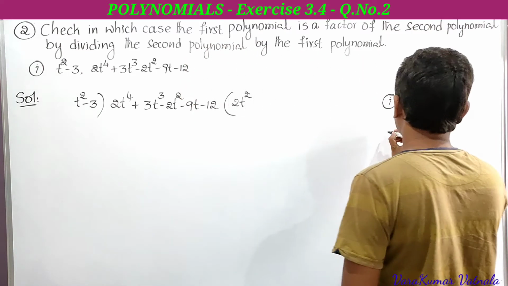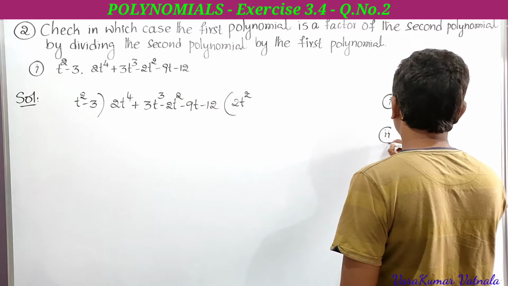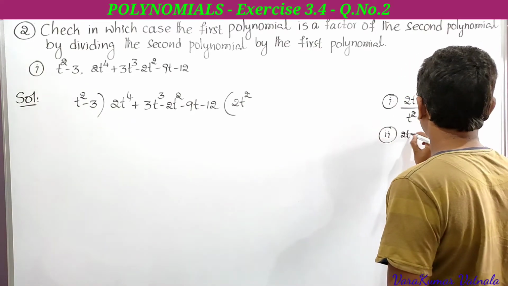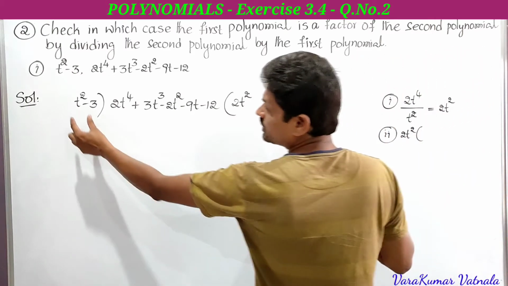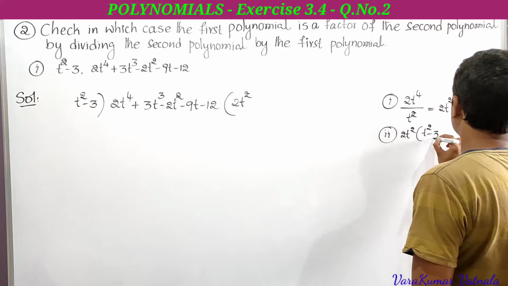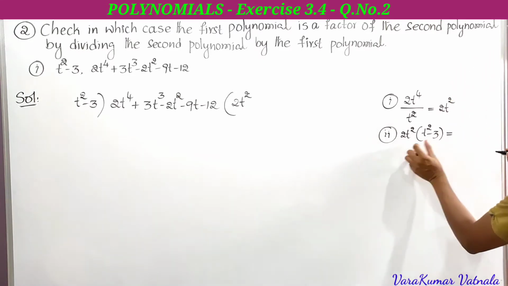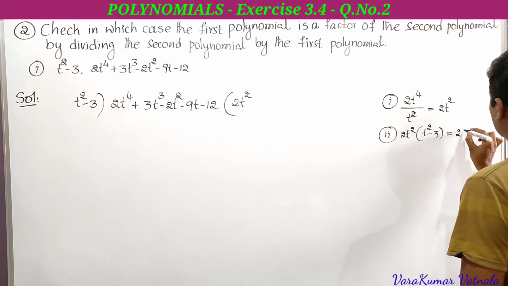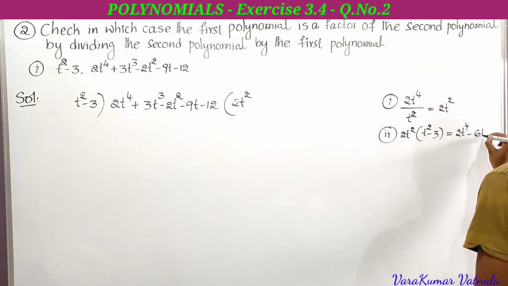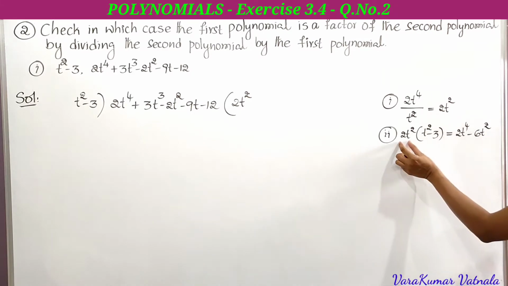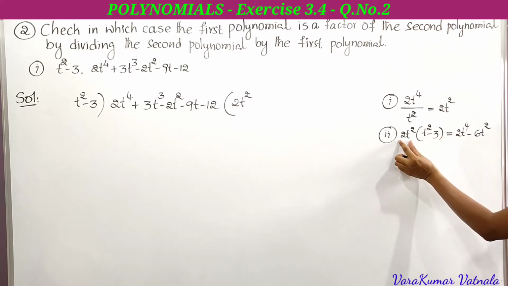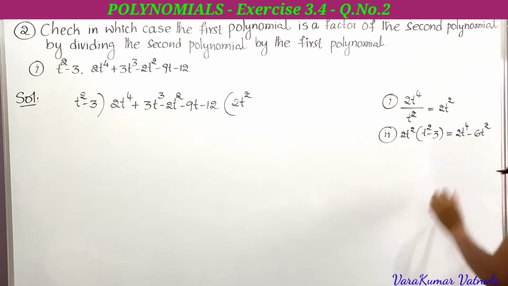In the second step, multiply the divisor with 2t square. That is 2t square into, what is the divisor? t square minus 3. So multiply these two. 2t square into t square, we get 2t to the power 4. 2t square into minus 3 is minus 6t square. Just we have to multiply.